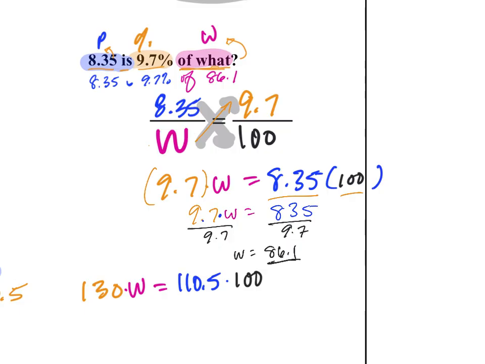Now just to go over this, it really equals 86.0824723, and that's as far as the calculator will take it. But if we're rounding to the nearest tenth, then we're rounding at that place value right there, which means the 8 is bigger than 5, and that means we're going to round up to 86.1. If it said round to the nearest whole, we would say 86.